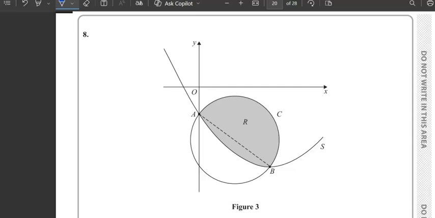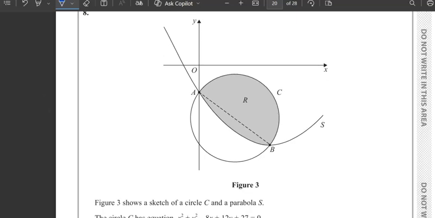Leshire math here. Let's proceed with question number 8. Question number 8 tests on mixed concepts ranging from getting the equation of a circle, determining the stationary points, and also it tests on area under the curve. Now we can go through the question part.